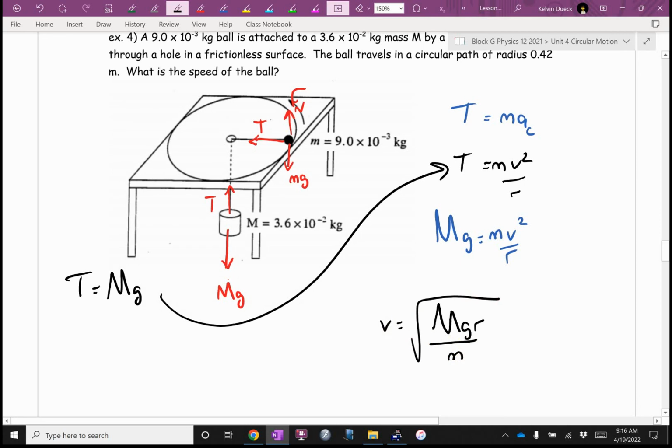And I get, my friend, the square root of GR again. Kind of hidden, but there it is. So I've probably done this right.